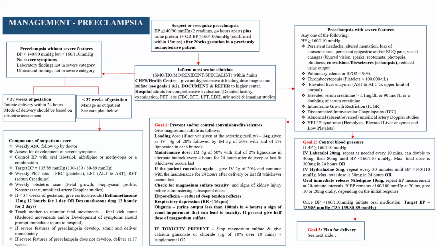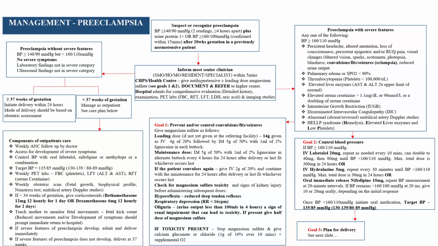Then the second goal is to control the high blood pressure. For the high blood pressure, you're going to use your parenteral antihypertensives. If the BP is more than 160 over 110 millimeters of mercury, you start with IV labetalol. You give a 20 milligram bolus and repeat as needed every 10 minutes. You can double it to 40 and then 80 milligrams, or repeat at 80 milligrams until the BP is less than 160 over 110 millimeters of mercury. The maximum total dosage is 300 milligrams in 24 hours.